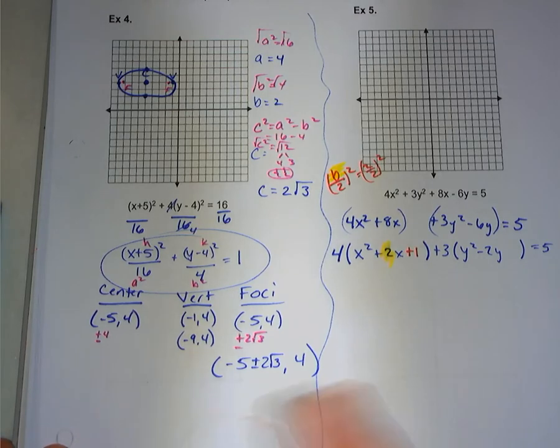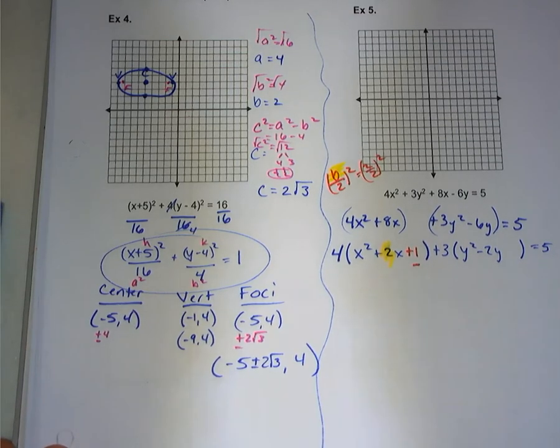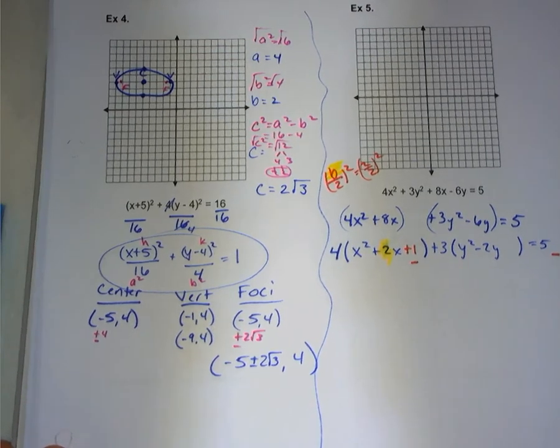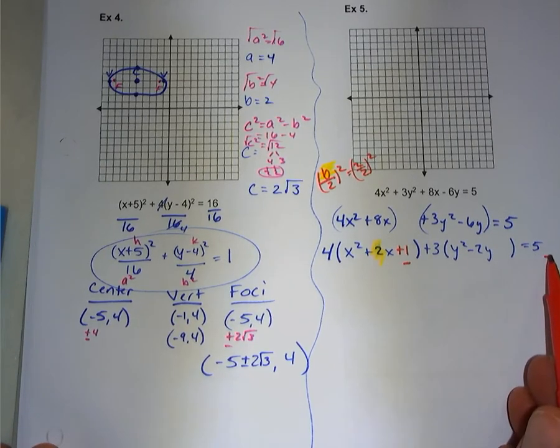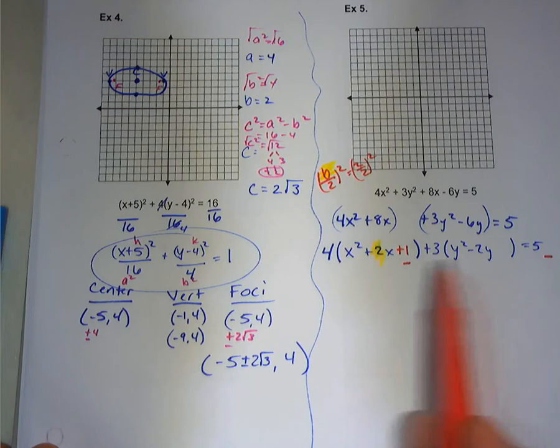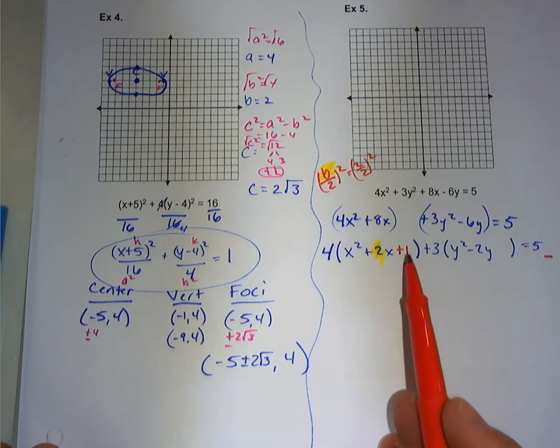Whoa! You added 1 over here. Whoa! What did you really add to both sides? And it's not 1. What did you really add to this side when you put 1 in this parenthesis?